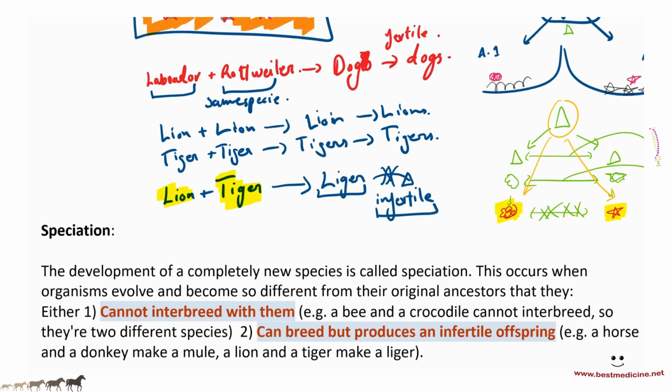So speciation is the development of a completely new species. This occurs when organisms evolve and become so different from their original ancestors that they either, number one, cannot interbreed with them, or number two, they can interbreed, but then they produce an infertile offspring. Cannot interbreed, for example, a bee and a crocodile are obviously completely two different species because they cannot interbreed. But if they can interbreed, then they produce an infertile offspring. For example, a horse and a donkey make a mule, and a lion and a tiger make a liger. And both mules and ligers are infertile.